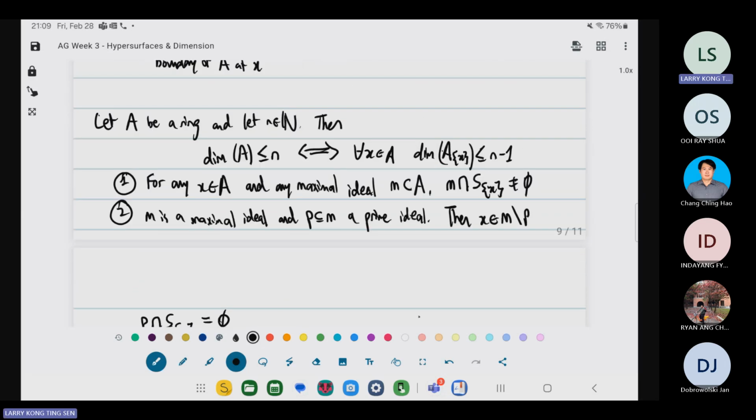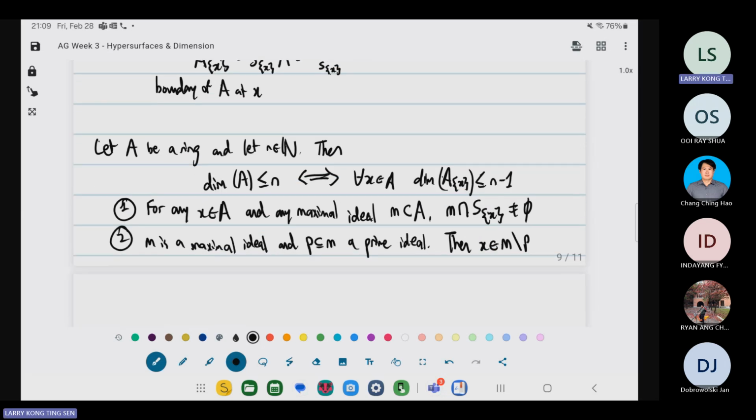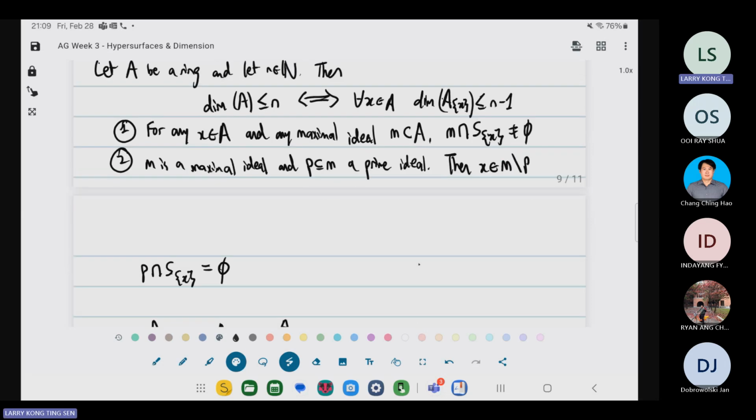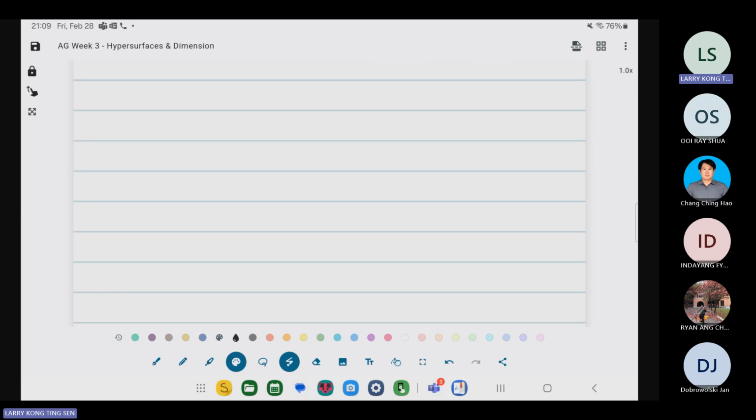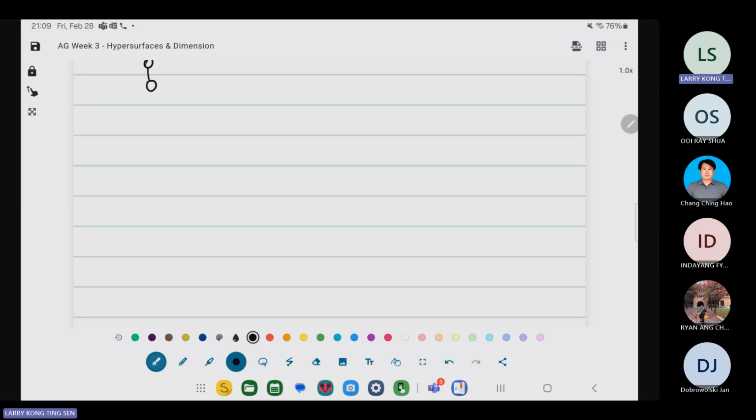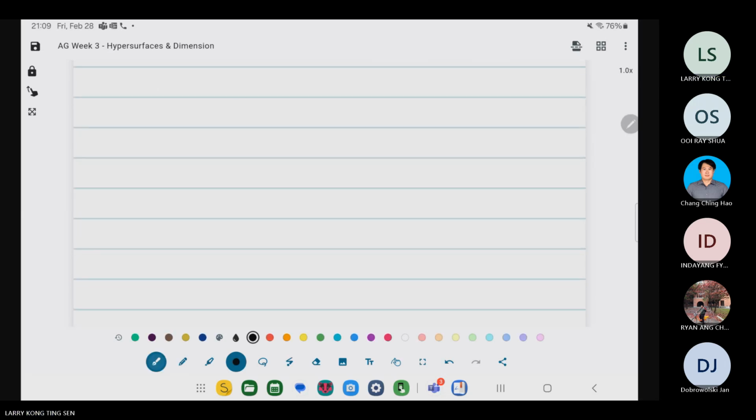So from here, it says that if the dimension of A is less than or equal to n, it shortens to n minus 1 in that way. So we can now go back to this fact. I'll now rewrite it here again.